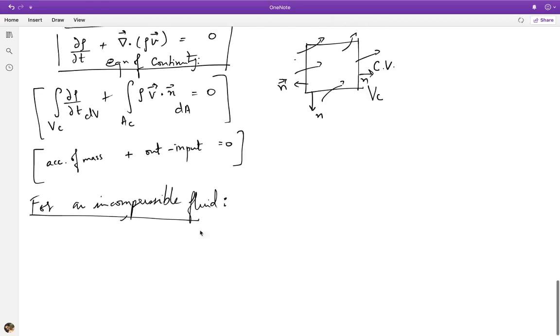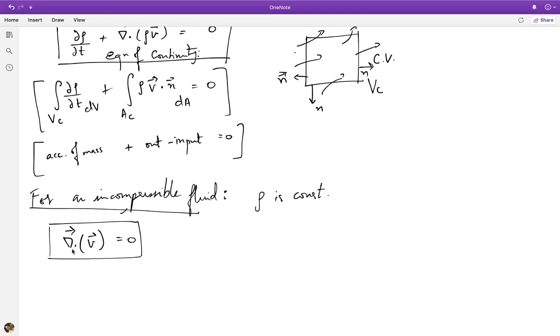So for an incompressible fluid, we know that rho, the density, is constant. Therefore, the equation of continuity simply gives us that the divergence of V equals 0, because d rho/dt is 0 and rho can come out on the other side. So we simply have that the divergence of velocity is 0 for an incompressible fluid. And this is going to be the version of the continuity equation that we will be using.